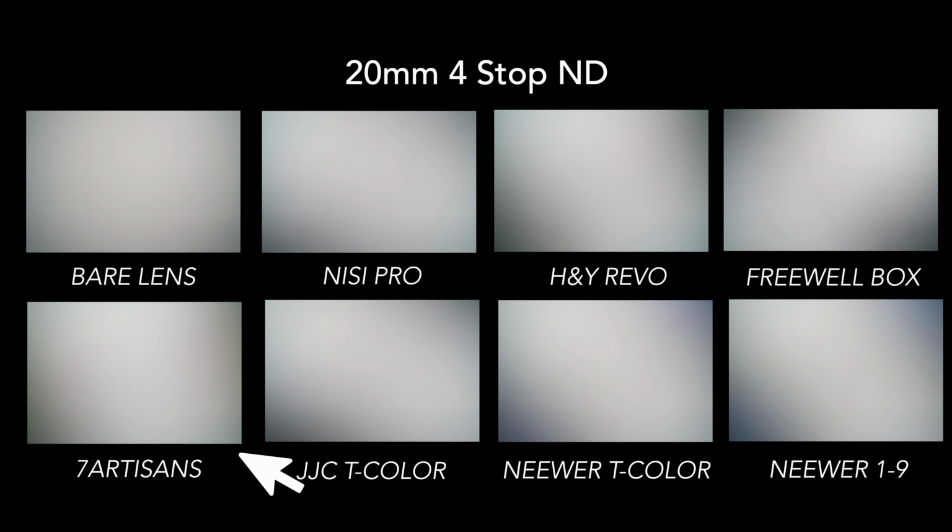Now we zoom into 20 millimeters and 4 stops, and what I'm really trying to show you here is that 4 stops is right at the limit of where I consider it usable. We're having a look at the comparison to the bare lens. 7 Artisans looks great, that's totally usable. Nisi Pro and JJC look pretty good. The Neewers have a little bit of color cast. I think the H&Y has a little bit more darkening. But honestly, I think you could get away with using any of these.